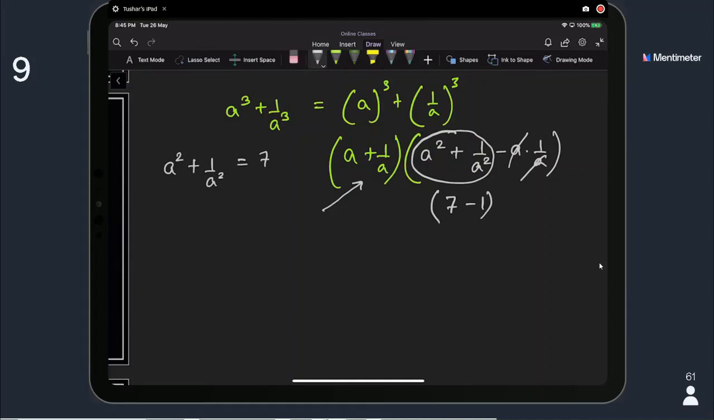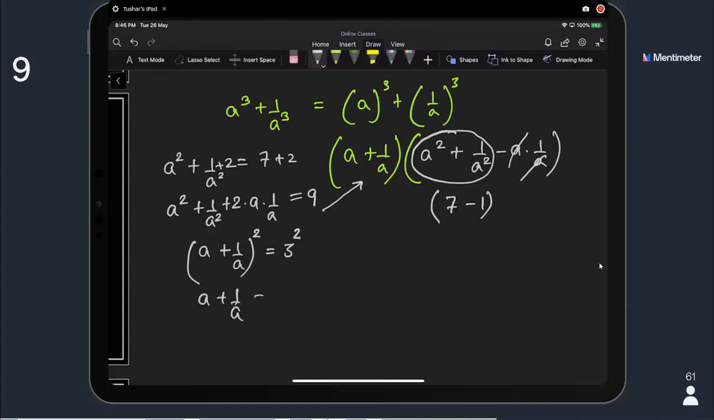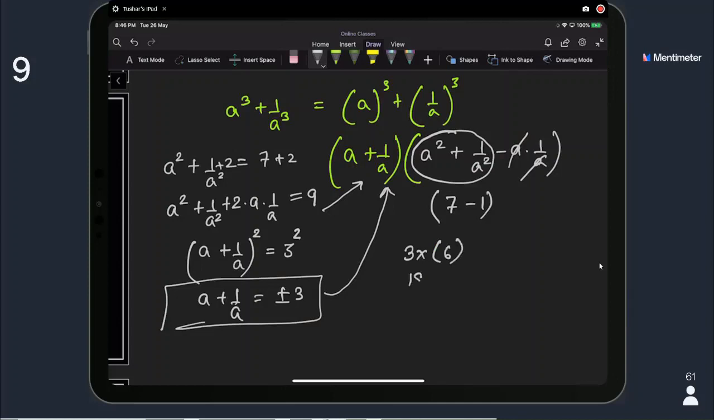Now, add 2 to both sides. So this becomes a square plus 1 by a square plus 2 times a times 1 by a. 2 can be written like that. And this is 9, isn't it? So hence it is a plus 1 by a whole squared. So a plus 1 by a is plus minus 3. Tell me, difficult?